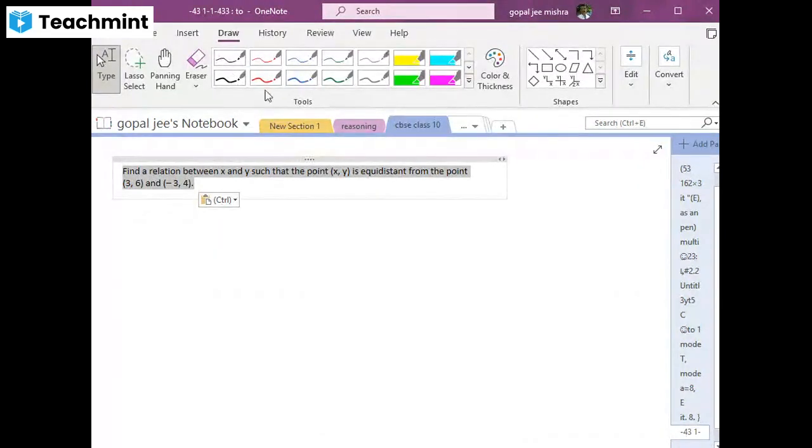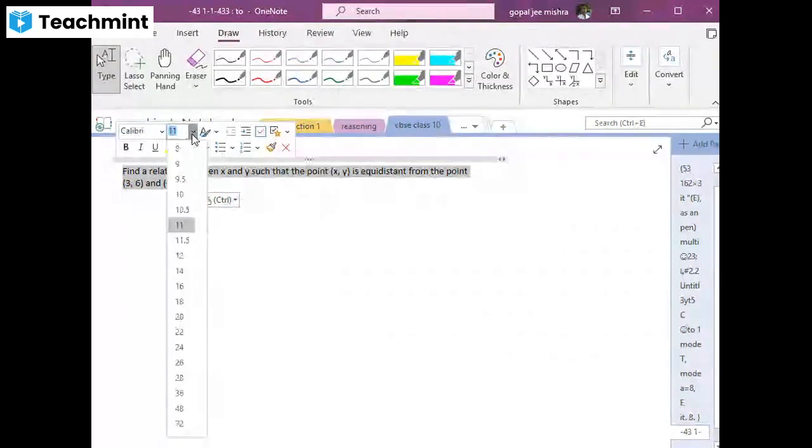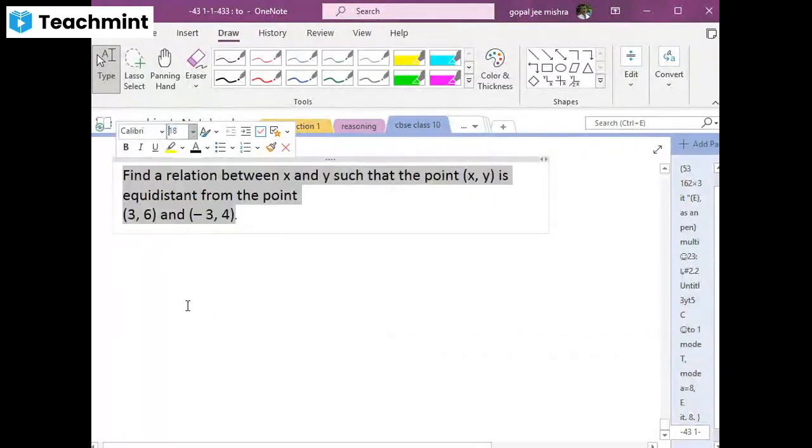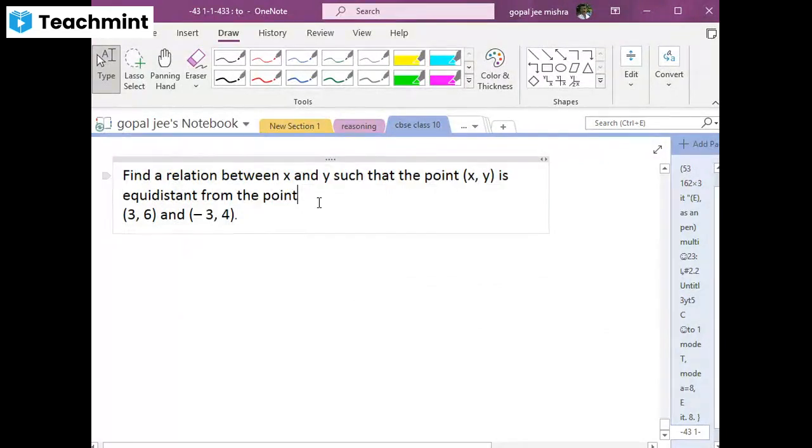Just you can observe it. Mm, what happened here? Is it readable to you now?